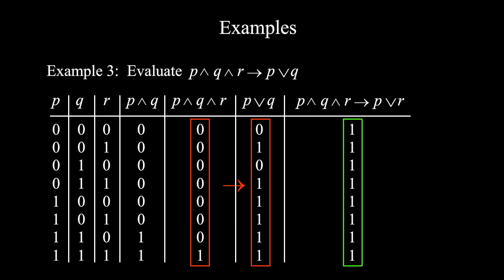We see that we get all ones for this proposition. A proposition whose values are all ones is called a tautology.